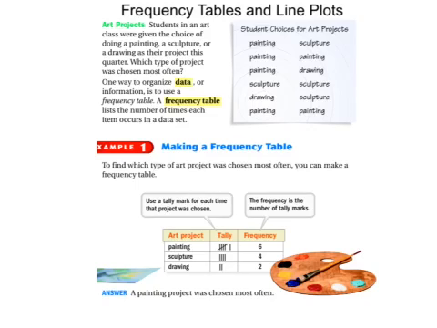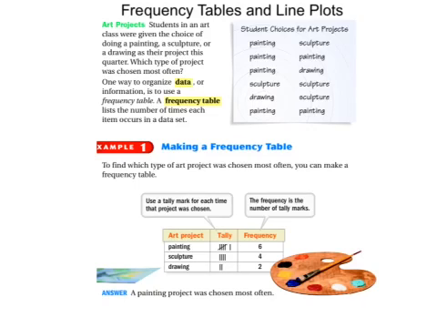And it says here it's dealing with art projects. Students in an art class were given the choice of doing a painting, a sculpture, or drawing as their project for the quarter. That's like a semester. Which type of project was chosen most often? One way to organize data or information is to use a frequency table. A frequency table lists the numbers of times each item occurs in a data set. So it's just one way to organize data.